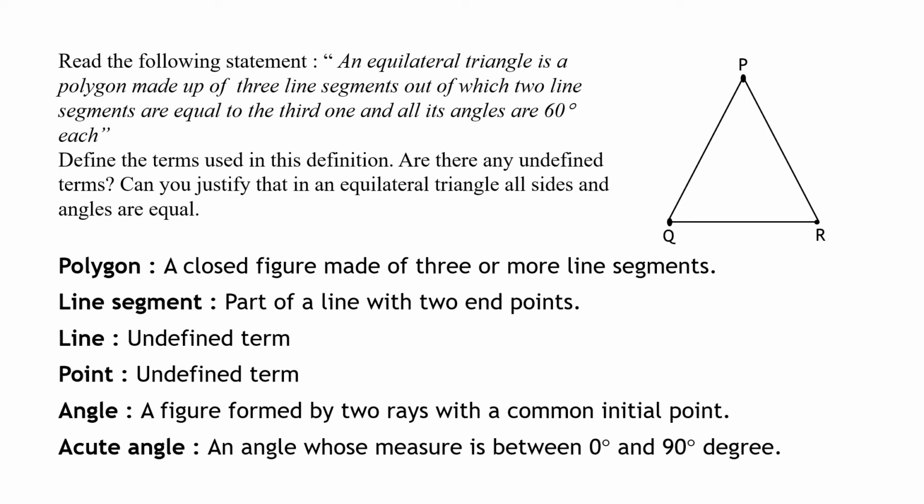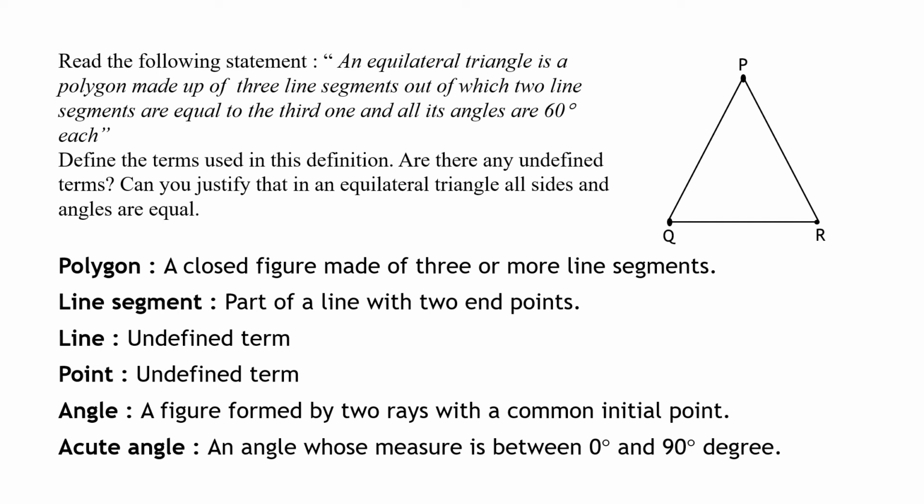So for this mathematical definition, you see below what we have got. We should know what a polygon is. A polygon is a closed figure made of three or more line segments. So if there are three line segments, it's a triangle. If there are four line segments, it's a quadrilateral. And in quadrilaterals, we have a square, a rectangle, a parallelogram, a rhombus, a kite, a trapezium. If there are five line segments, it's called a pentagon. Six is called a hexagon. Seven is called a heptagon, and so on.